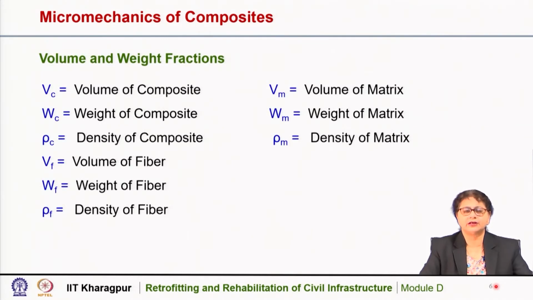To determine the volume and weight fractions, there are several terminologies that are used. Capital V with suffix c is the volume of composite. For composite, we use the suffix c. For fiber, it is f that is used, and for matrix, we use m as suffix, and the volume, weight and density are denoted as V, W and rho respectively. So, the weight of composite is denoted as Wc, the volume of fiber is denoted as Vf, and the density of matrix is denoted as rho m, and similarly the other quantities.